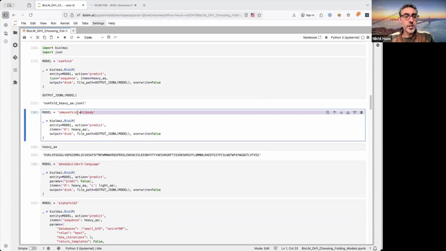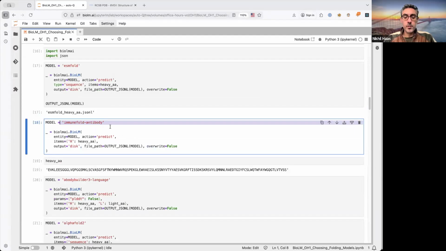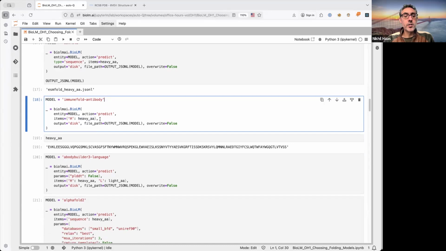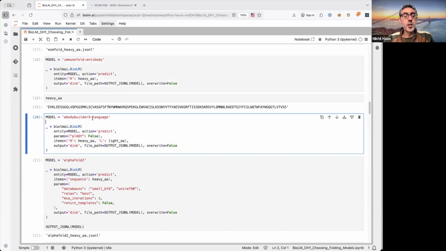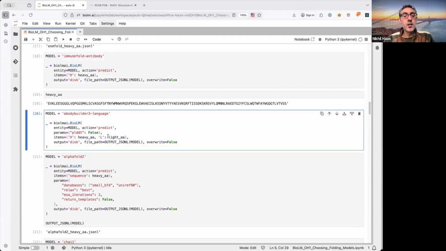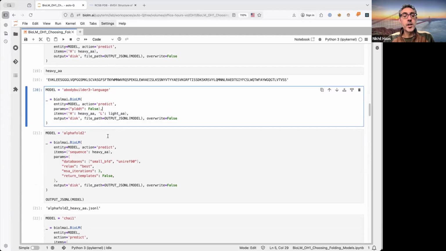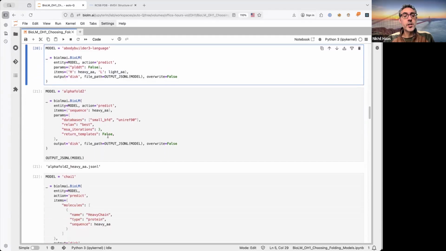So next we request protein structure prediction from ImmuneFold antibody. And that takes a heavy chain. So this is expecting an antibody here. That takes heavy or light. Here we just do the heavy. Then we request a structure prediction from ABodyBuilder3. That takes both heavy and light. So we supply both heavy and light, but later we'll just pull out the heavy chain for our RMSD prediction.